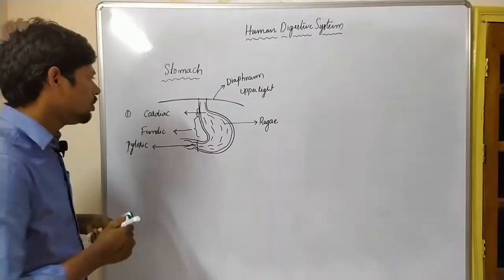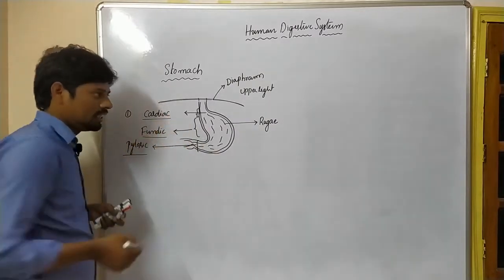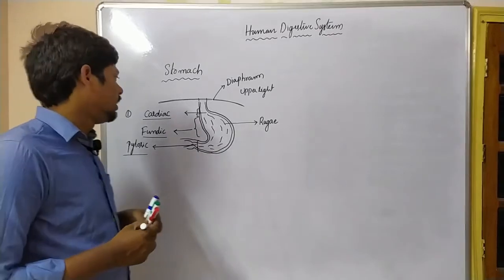Part 1 is the cardiac, and the cardiac part is the upper part. The lower part, from here to here, is the pyloric, and this middle part, the largest part of the stomach, is called the fundic region. So cardiac, fundic and pyloric regions are present in the stomach. How is each region essential for digestion?